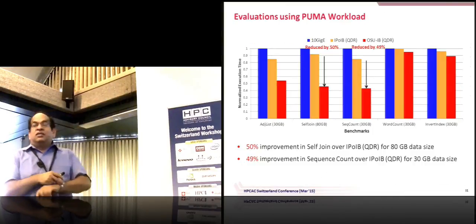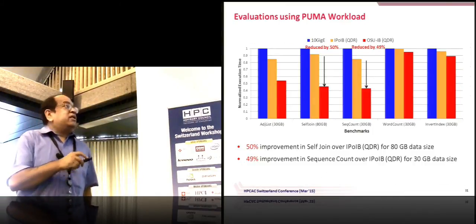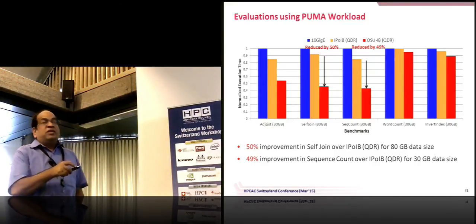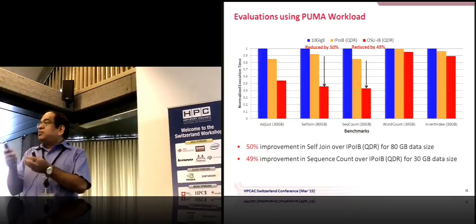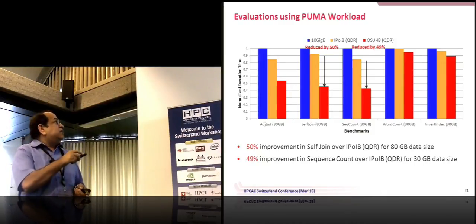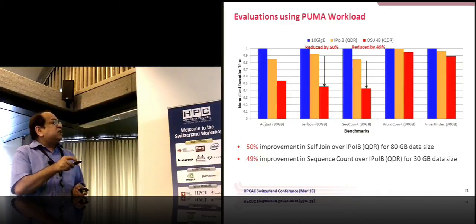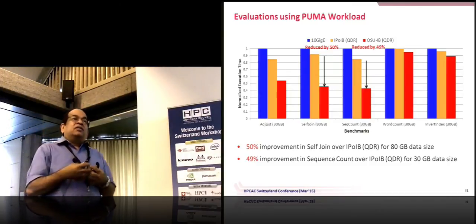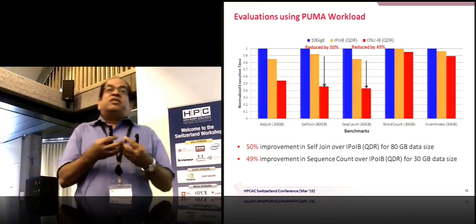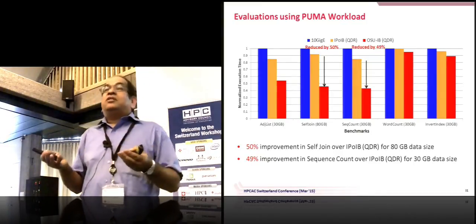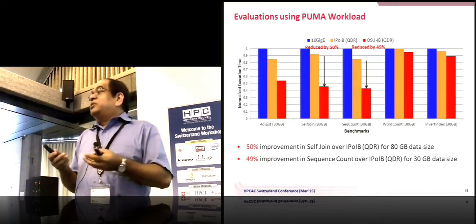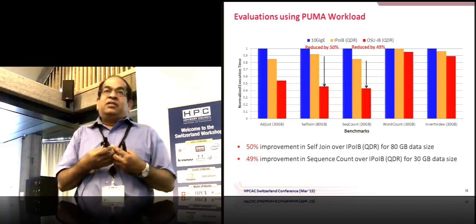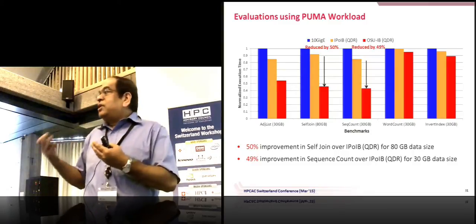Then this is the PUMA workload I was telling you about, the Purdue workload, like the NAS parallel benchmark. They have many smaller kernels which are used in the big data area, like adjacency list, self join, sequence count, word count, inverted index. Just like the NAS parallel benchmark, these benchmarks demonstrate different kinds of computation and communication characteristics. Of course, if a benchmark is communication oriented, then only will we see the benefit. If it is compute oriented, we won't, because communication is what we are trying to accelerate.